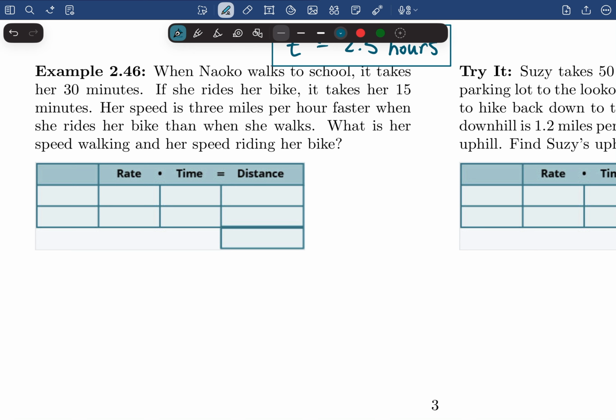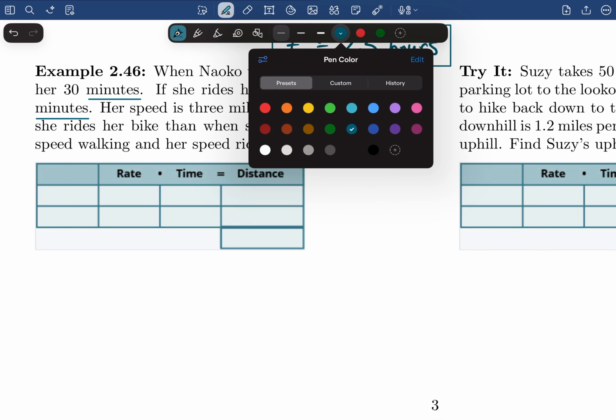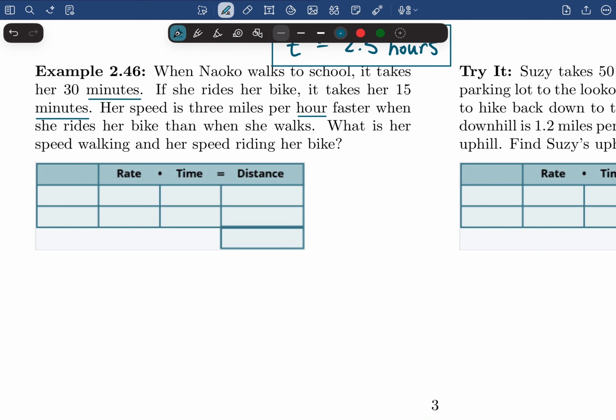In this problem, you want to be careful because for the initial statements, they're talking about minutes, but when they're talking about the rate, they start talking about hours. So we've got to be very careful as we move forward in setting this up. If I were you, I would change the amount of time that she's traveling to hours. Like 30 minutes is 1/2 of an hour, and 15 minutes is 1/4 of an hour. So you'll see it as I set it up.